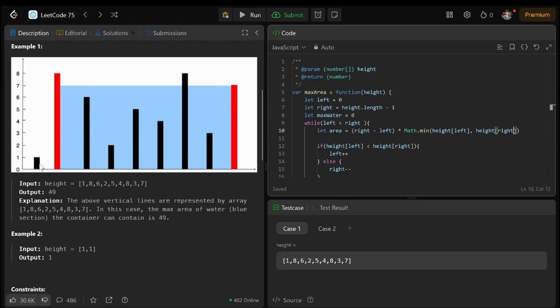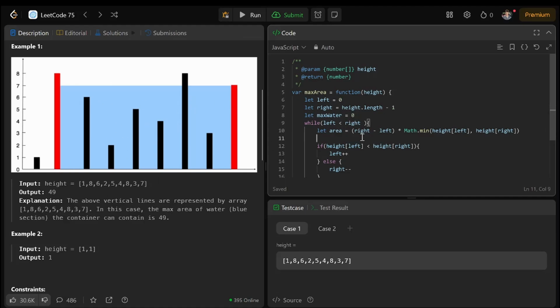And so in the first case, it would be multiplied by 1. And so there you have it. 1 times 8 is an area of 8. But if you move the left pointer, because it's smaller, you get 8 and 7. The smaller of the two is 7. The difference in the index, which is the width, is 8 minus 1, which is 7. So 7 times 7 is 49.